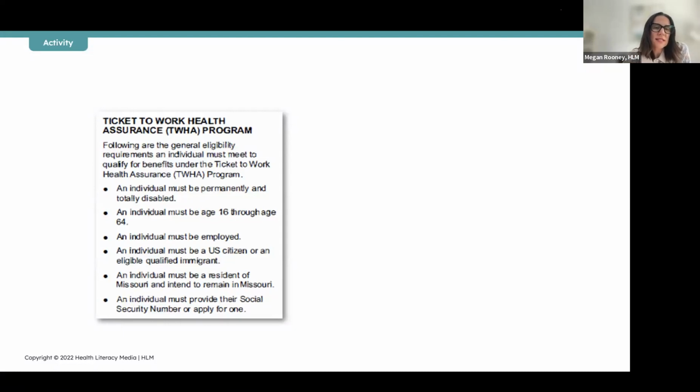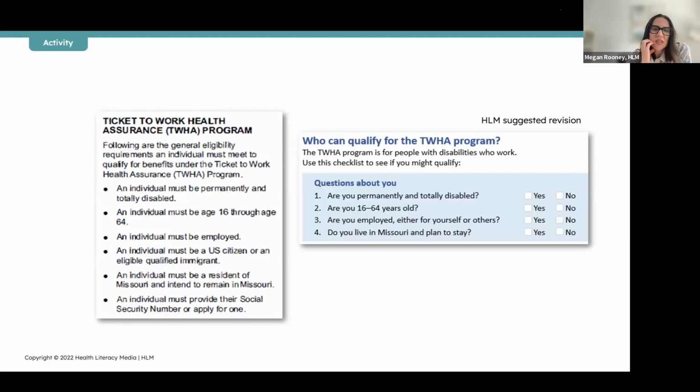This is an extra little design hint, but we can make things interactive. And by doing so, we encourage people to actually use the document in a different way. So instead of just listing information, thinking in a more creative way, how can we present this in a way that's more fun, more exciting for people? So: are you permanently and totally disabled? Yes or no? Are you 16 to 64 years old? Are you employed, either for yourself or others? Do you live in Missouri and plan to stay? So encouraging people to check those off.